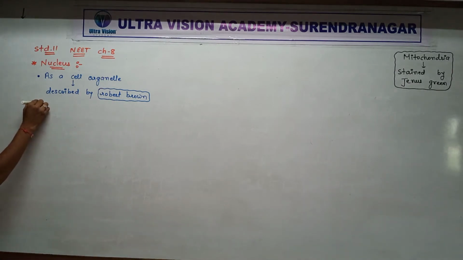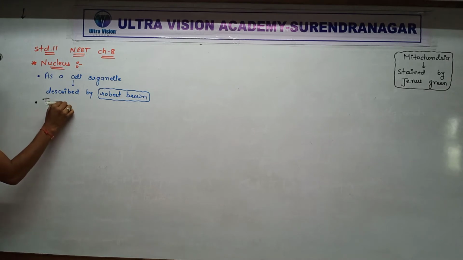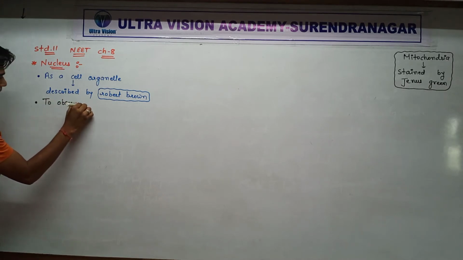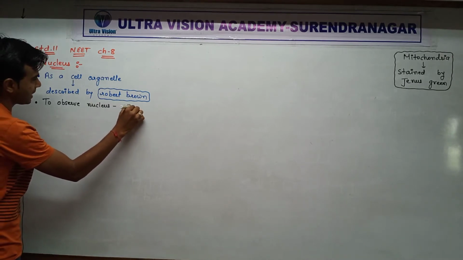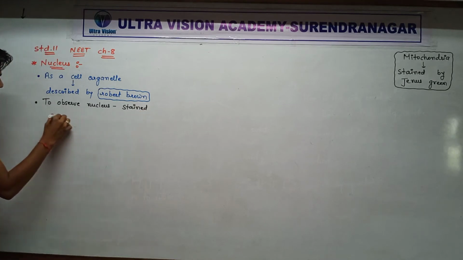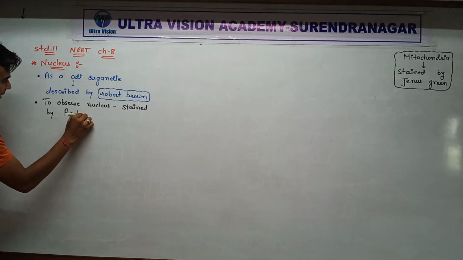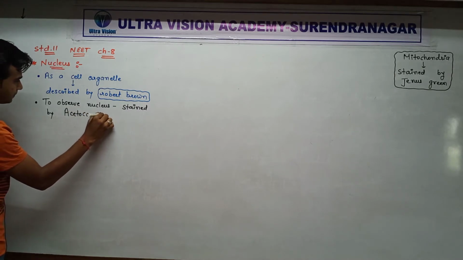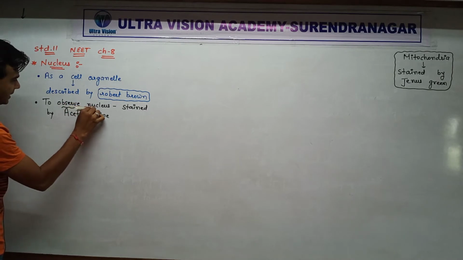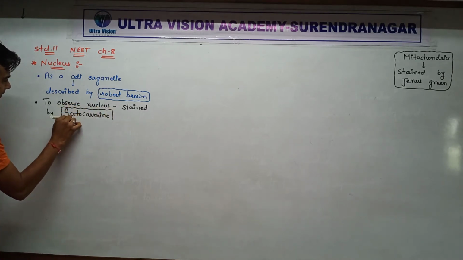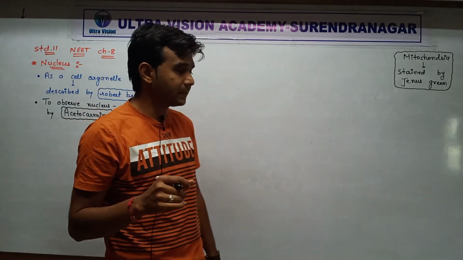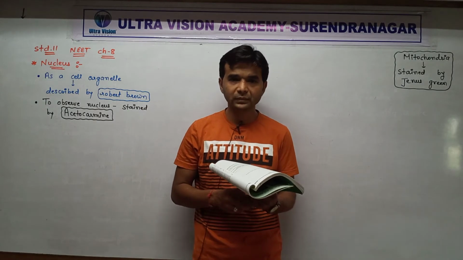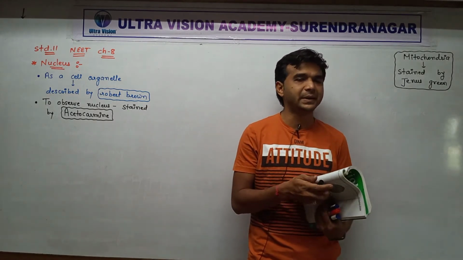Same way, to observe the nucleus, it is stained by acetocarmine. We can stain the nucleus with the help of acetocarmine. Fine. In the 12th standard, we can perform one experiment.